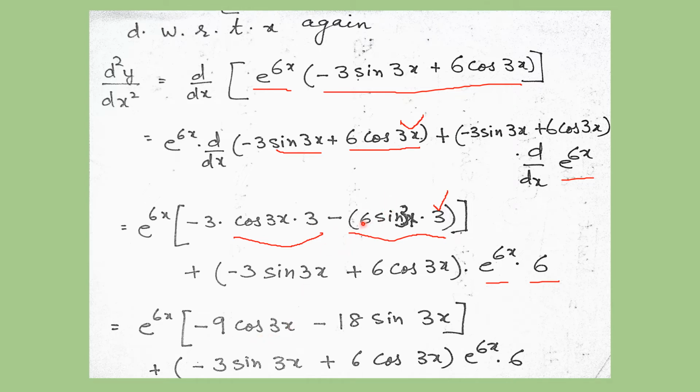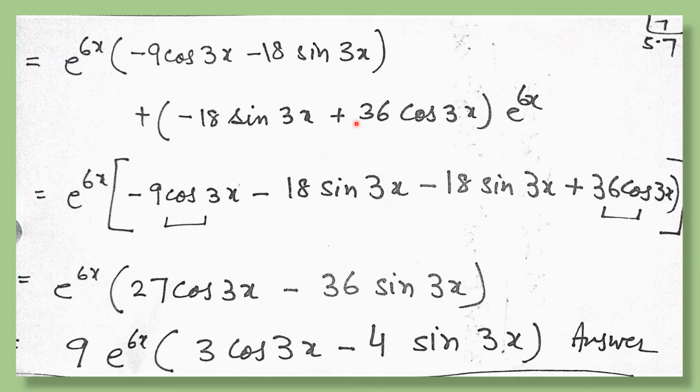Okay. 6 will be multiplied by 3. This minus sign as it is, you will get minus 18 sine 3x, plus minus 3 sine 3x as it is, plus 6 cos 3x as it is, multiplied by e power 6x into 6. Now this can be written as e power 6x, bracket starts, minus 9 cos 3x minus 18 sine 3x, plus minus 18 sine 3x plus 36 cos 3x, multiplied by e power 6x. Now from both these terms, you take e power 6x as common, and you will be left with minus 9 cos 3x minus 18 sine 3x minus 18 sine 3x plus 36 cos 3x.